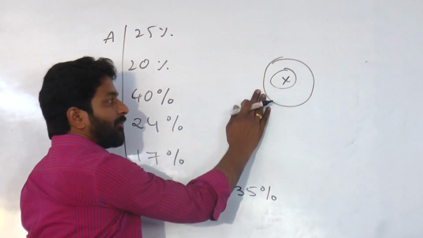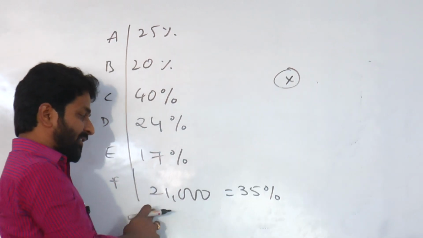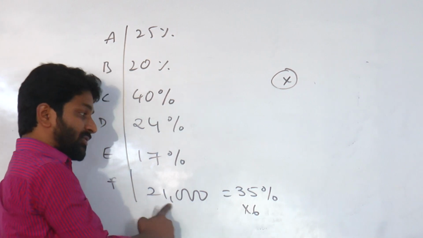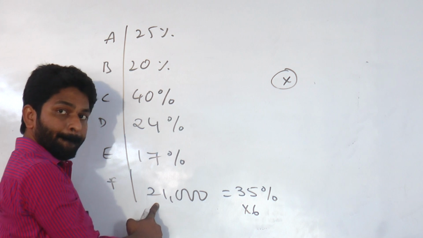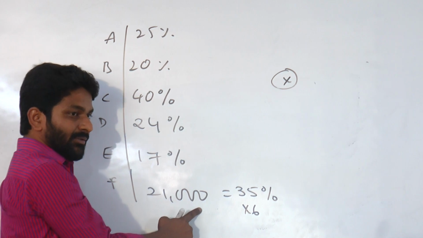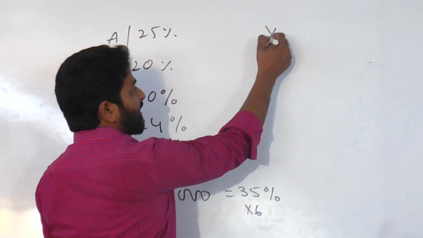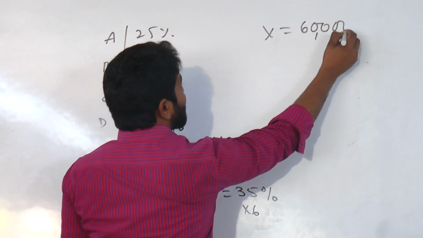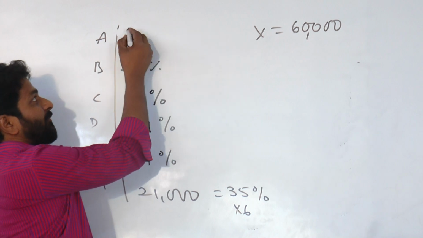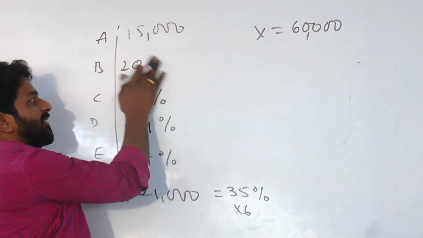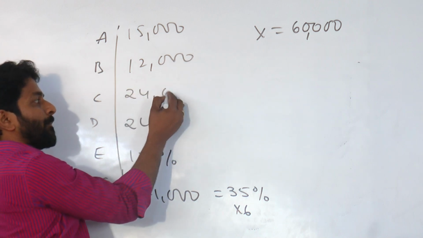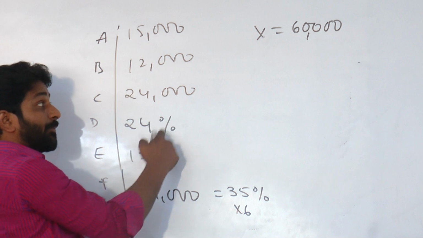So out of total population of city X, 35% is 21,000. 6 times of this number is 210. 6 times of this number is 210 and then 00. So population of city X is going to be 60,000. And village A, we have 25% of that number, which is 15,000. 20% is 12,000. This is double, 24,000. 24% of this number.